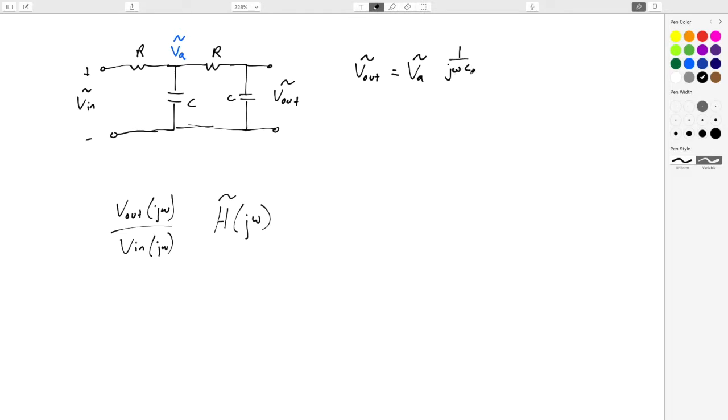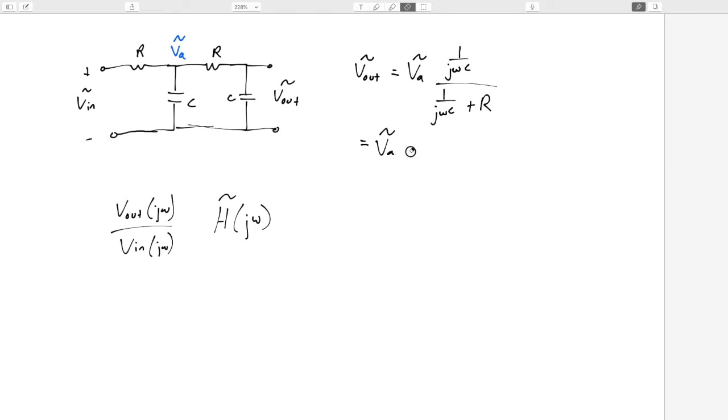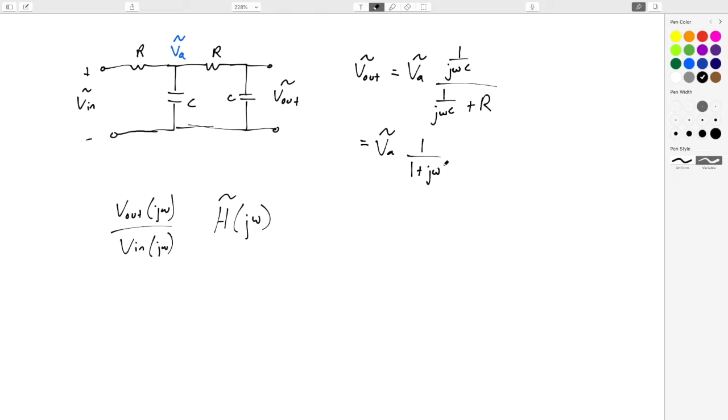So it would be 1 over j omega C over 1 over j omega C plus R, right? The impedance of a capacitor is 1 over j omega C. The impedance of a resistor is R. I don't like this fraction. It's kind of gross looking, so I'm going to multiply top and bottom by j omega C. So that's saying VA, this cancels, so it'll be 1 over 1 plus j omega C R.